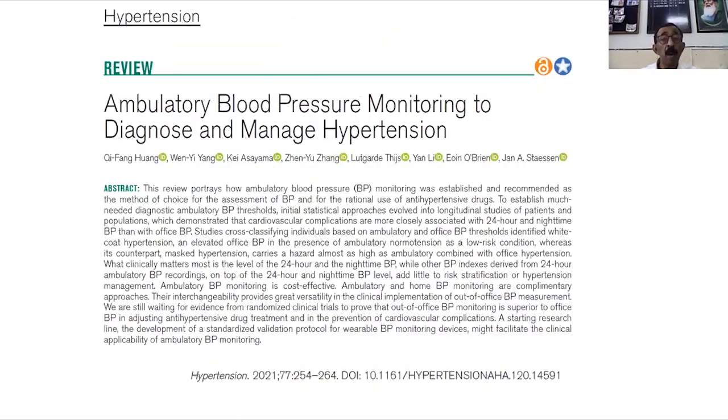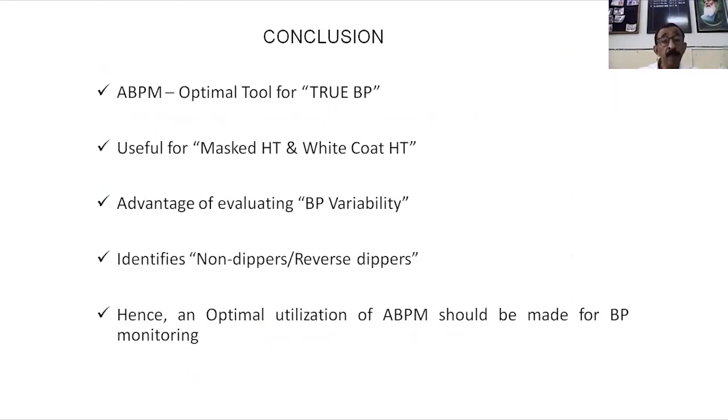Not only the accurate diagnosis, but all the parameters associated with blood pressure are very well depicted by ambulatory blood pressure monitoring. Again, this is a very recent study published regarding ambulatory blood pressure monitoring and the diagnosis and management of hypertension. It shows how ambulatory BP monitoring has been established and recommended as the method of choice for the assessment of blood pressure and for the rational use of antihypertensive drugs. So this is another important study.